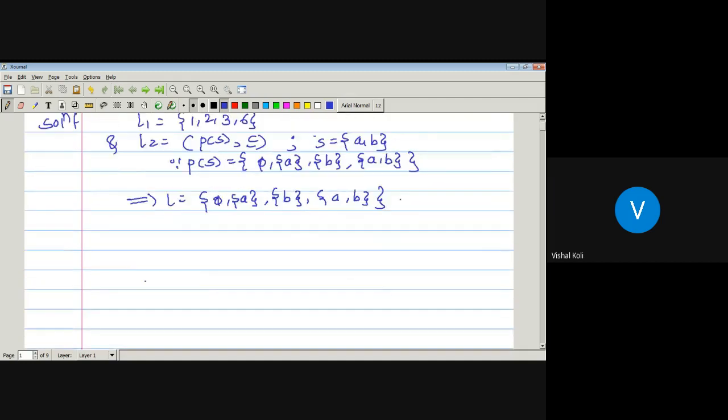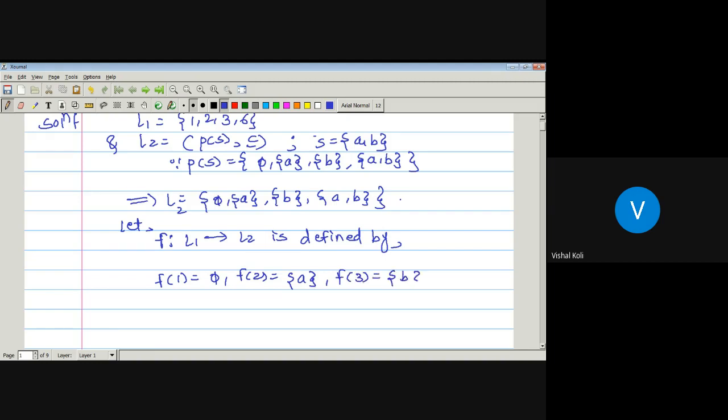Now let us define a function. Let f be a function defined from L1 to L2 by: f of 1 is equal to phi, f of 2 is equal to singleton A, f of 3 is singleton B, and f of 4 is the set having two elements, AB.